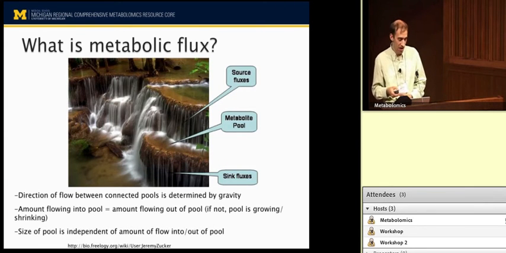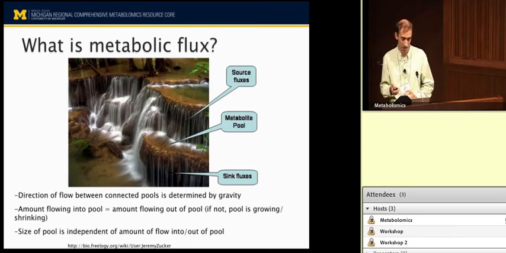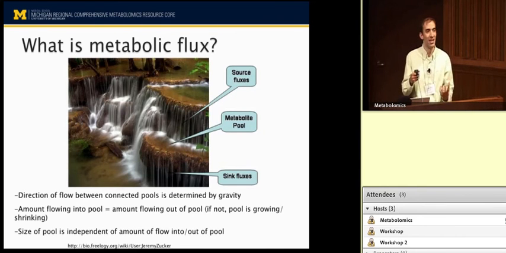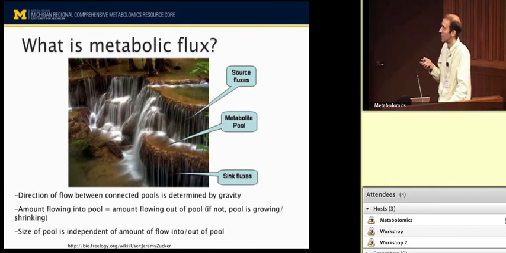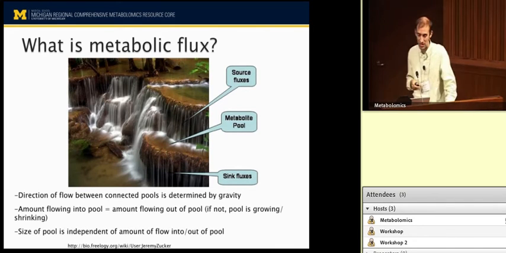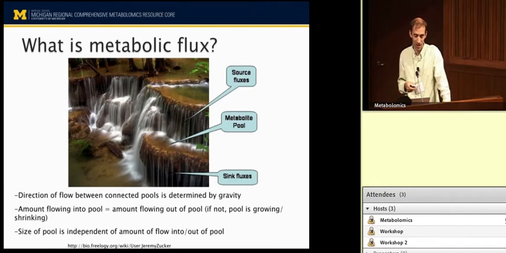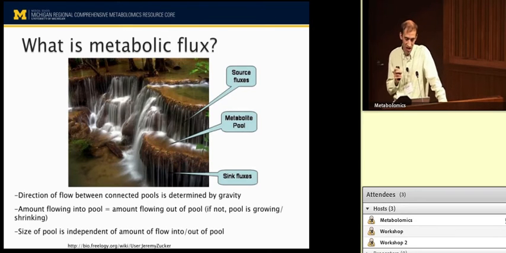In this case, the flow between pools is not as simple as just a river flowing downstream. You can have metabolites flowing back upstream and downstream simultaneously. You can have connections in pathways that you don't predict. So it's a lot more complicated than a waterfall. But the basic parts of the analogy that help you visualize it, the amount of water flowing into the pool is equivalent to the amount flowing out of it at a steady state. But if not, then the pools have to be growing or shrinking in size.